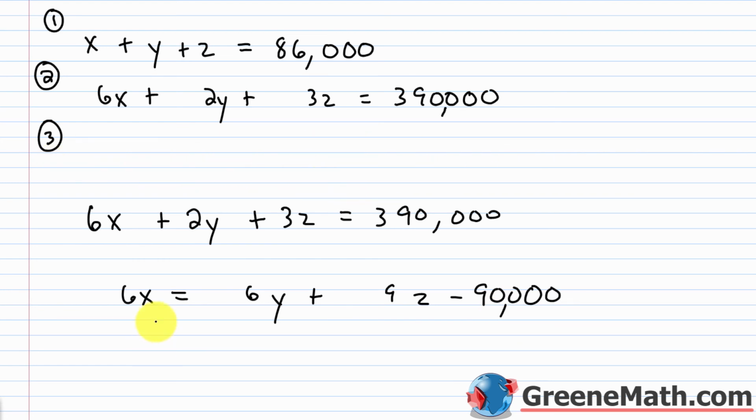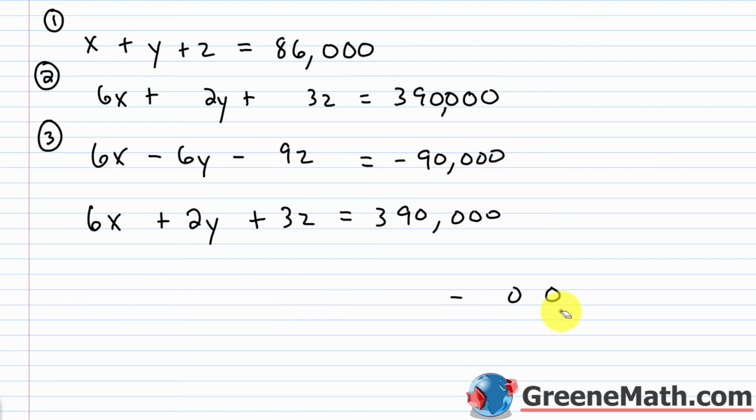And let me just write it in this format. So I'd have 6x. Let me subtract away 6y from each side. Let me subtract away 9z from each side. And this will equal negative 90,000. Okay, so let me erase this. And so I'll write 6x minus 6y minus 9z is equal to negative 90,000.